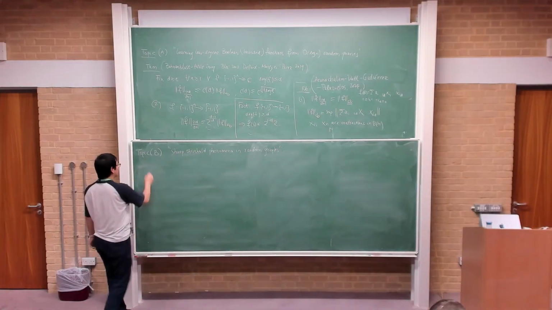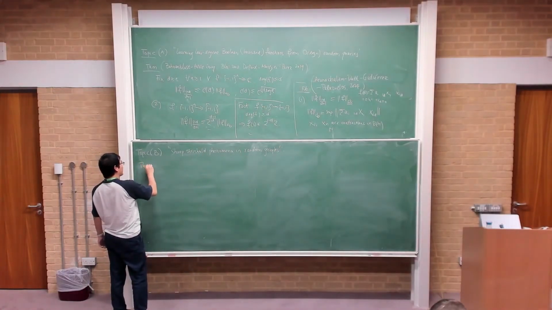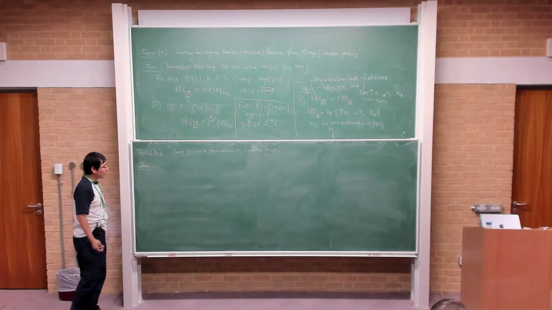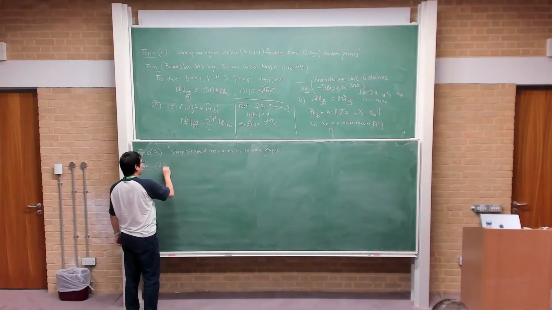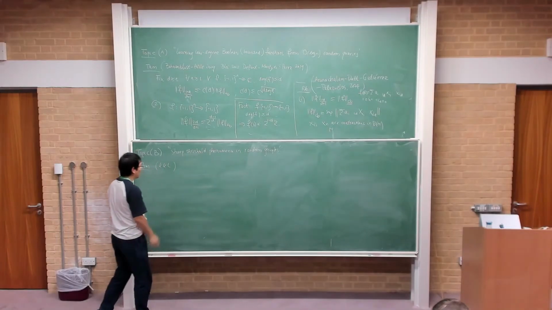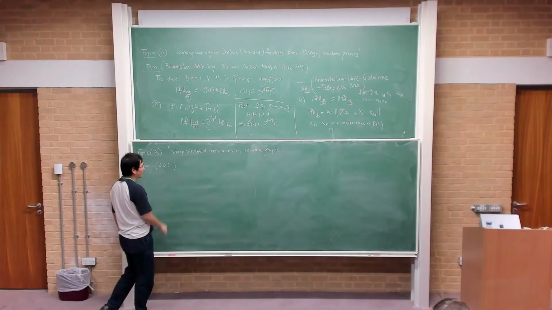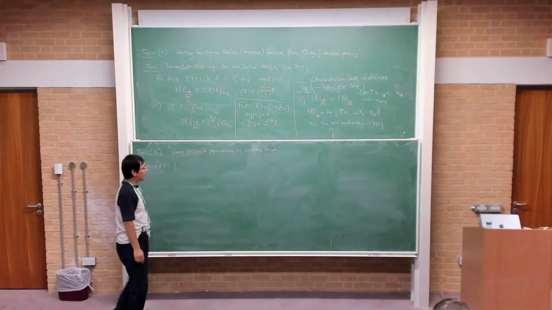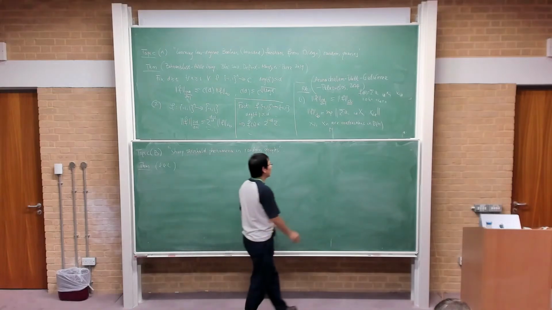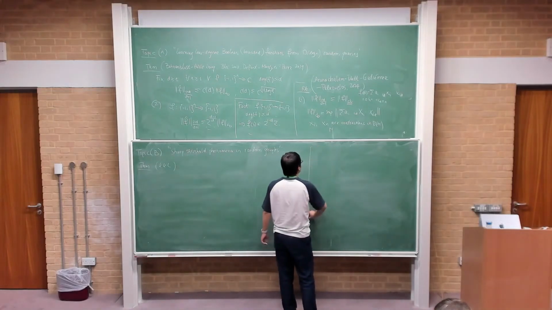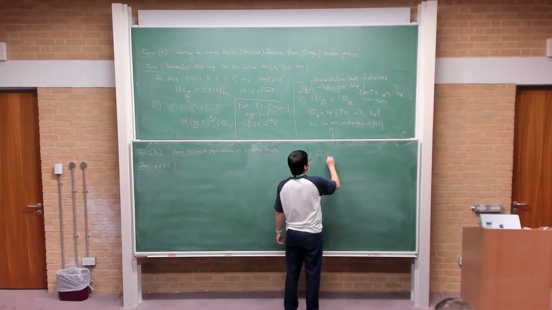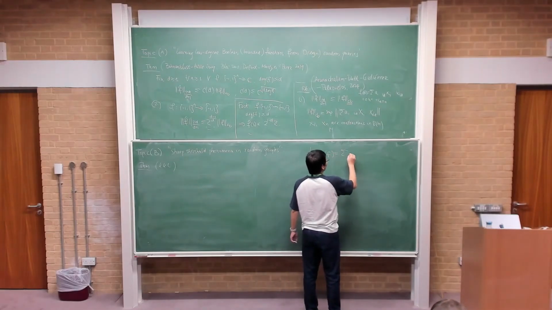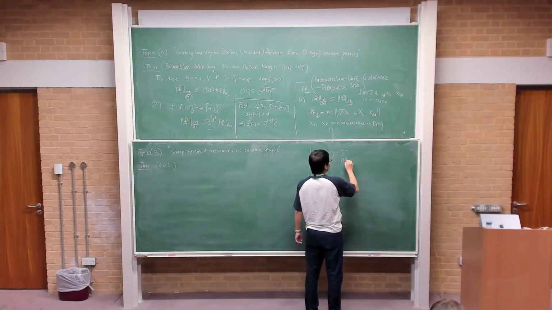Okay, let me first formulate the KKL theorem, the mathematical theorem. This is the so-called KKL, Kahn, Kalai, and Linial. This is a theorem about the influence. Recall that we discussed the influence. We have this notion of the total influence, which is just the sum of the individual influences.